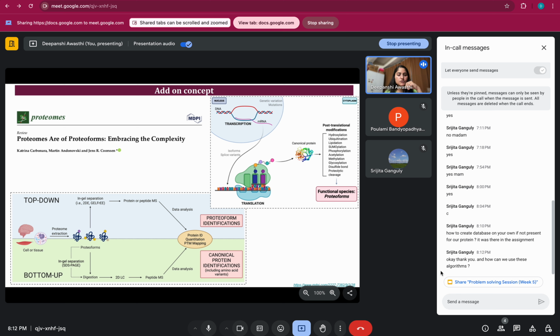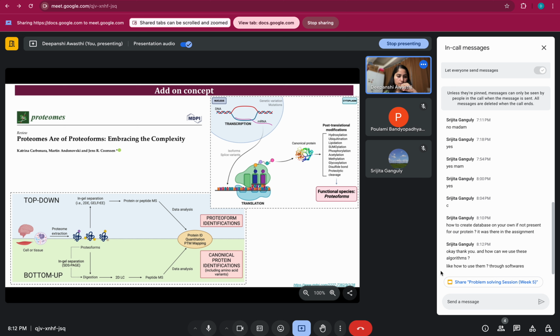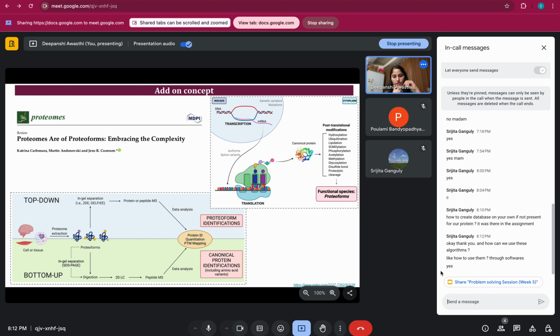So which algorithms are you talking about? So you are talking about these machine learning algorithms or some other algorithms? Okay, machine learning algorithms.